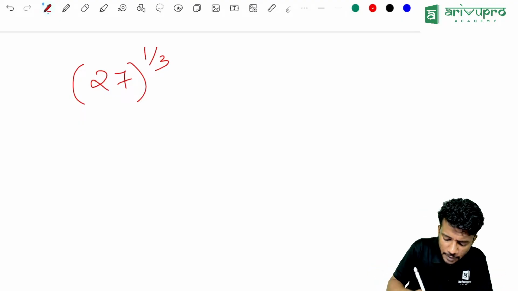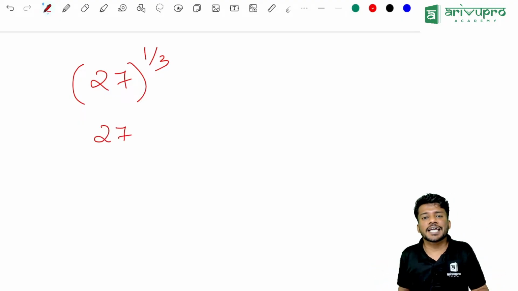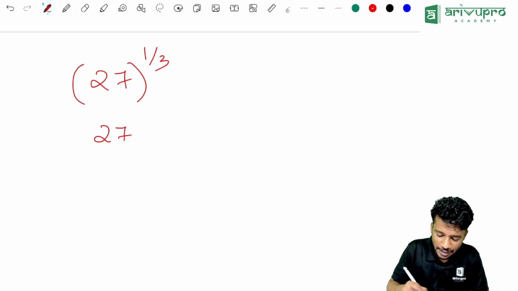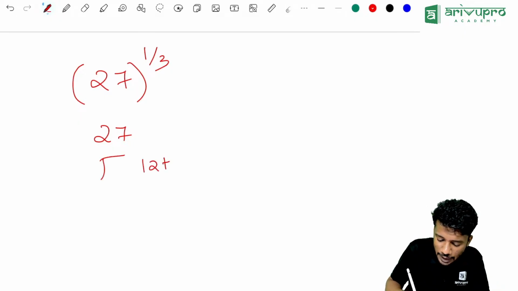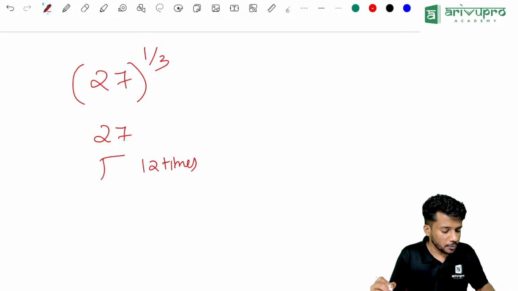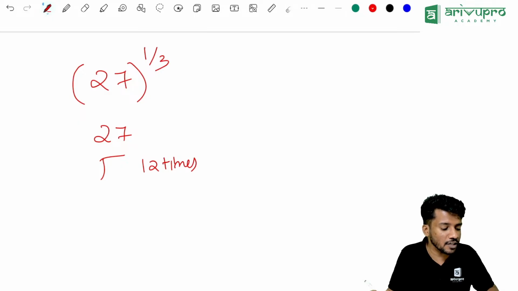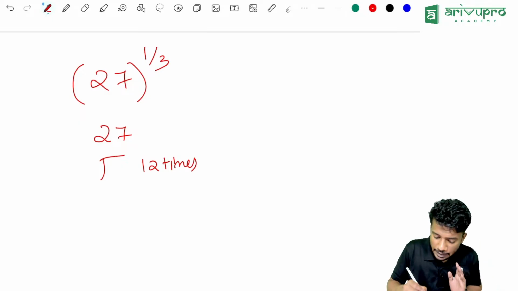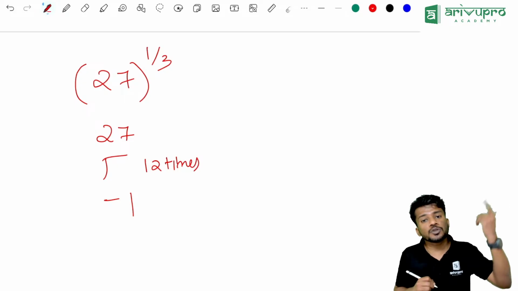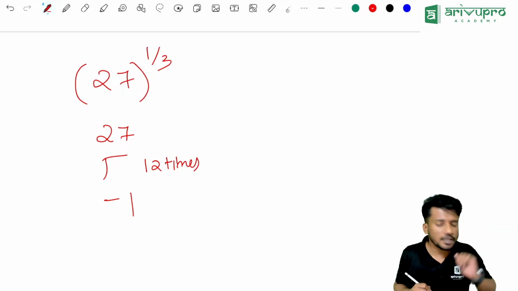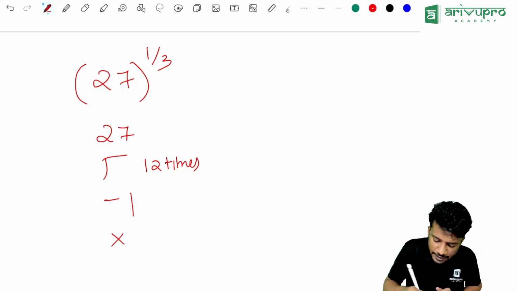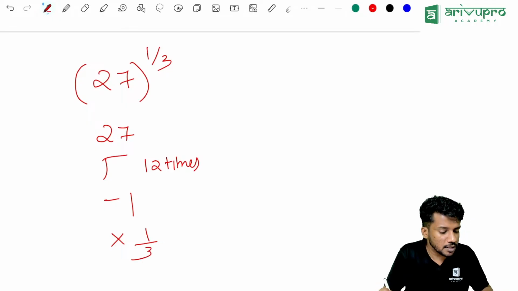What is the first step? Type 27 on your calculator. Then what is the next step? Click root sign 12 times. Everyone do it. Type 27, then root sign 12 times. 1, 2, 3, 4, 5, 6, 7, 8, 9, 10, 11, 12. That is the next step. Then minus 1. Reduce 1 from the given value. Minus 1 we are taking. Then multiply it with 1 by 3. That means into 1 divided by 3.